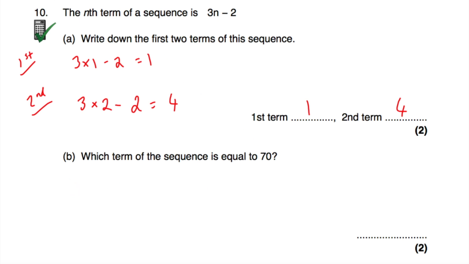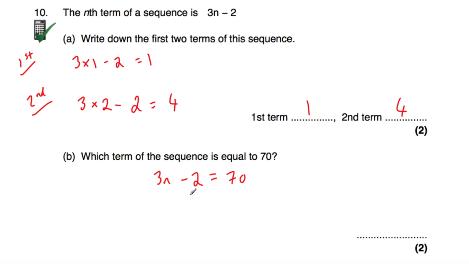So in terms of how I would do this question, I would just take the nth term, which is 3n subtract 2, and I'd put it equal to 70. And then if we solve that equation, it'll tell you which term in the sequence has got a value of 70. So if we solve this equation, we want to get the n on its own. So we want to get rid of this take away 2, and then we want to get rid of the multiply by 3.